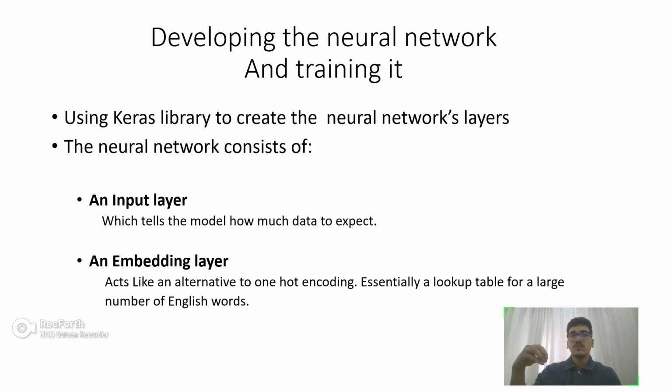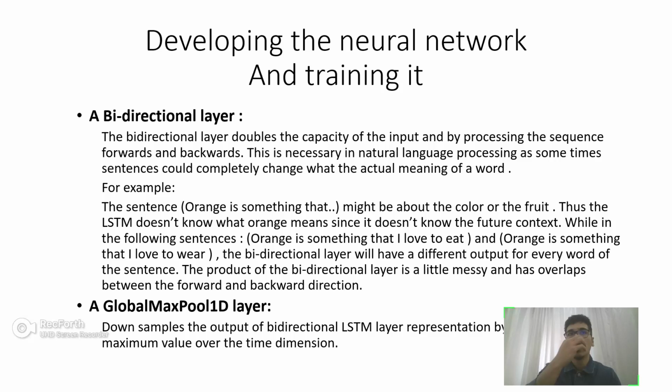The input layer, which tells the model how much data to expect. An embedding layer, which is like an alternative to one-hot encoding, essentially like a lookup table for a large number of English words. And then the bidirectional layer, which doubles the capacity of the input by processing the sequence forwards and backwards. This is necessary and commonly used in natural language processing, as sometimes the machine learning algorithm doesn't know what the sentence is about before knowing the rest of the sentence.